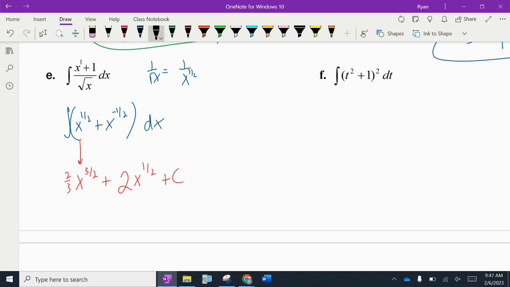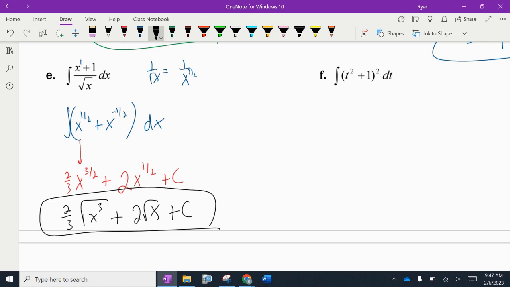the radical form. So I'm going to rewrite this as 2/3 x to the 3rd square rooted. There's the first part, plus 2 square root of x. That's 2x to the 1/2 plus c. Now it's in the same type of form as the original with the radicals rather than the power exponents. So 5 examples so far of different methods of integrating. Letter F is going to be our 6th.